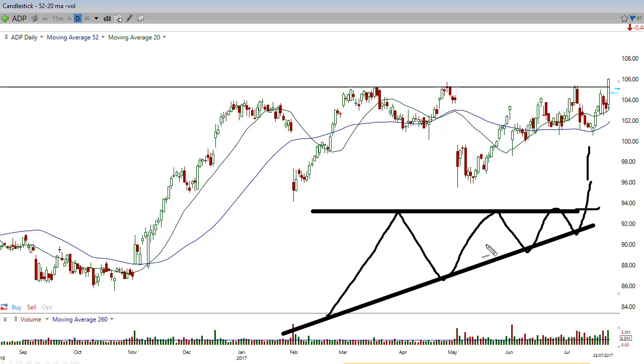Now, what makes this pattern? This pattern is obviously a lot of people know. If you don't know it, say hello to an ascending triangle pattern. So we can see this amazing triangle pattern through here, right? So what you want to look for is, this is an ascending triangle pattern here. But the key with the ascending triangle pattern is this.